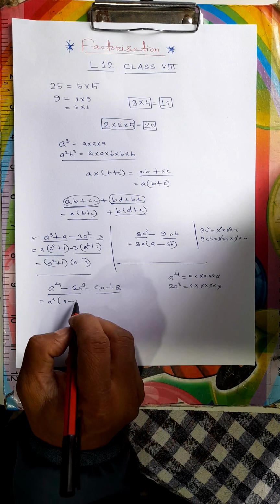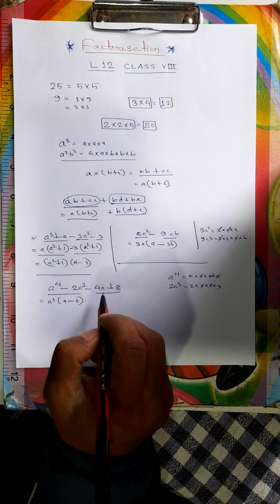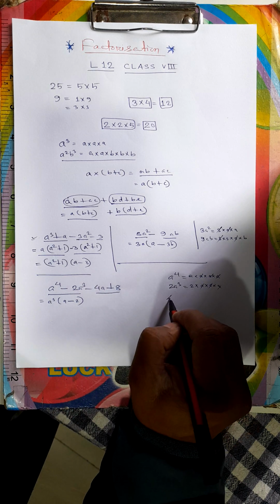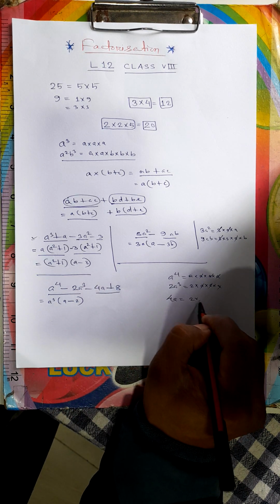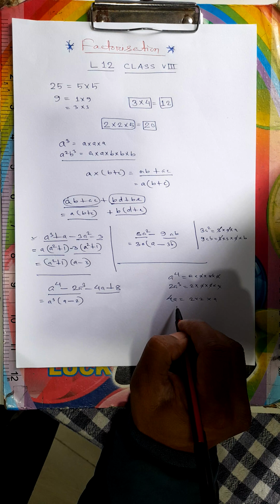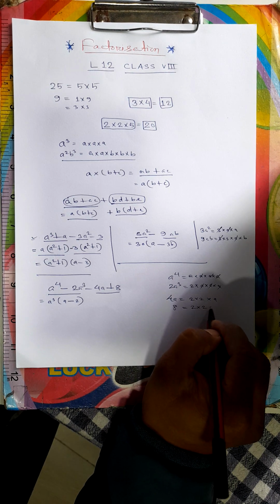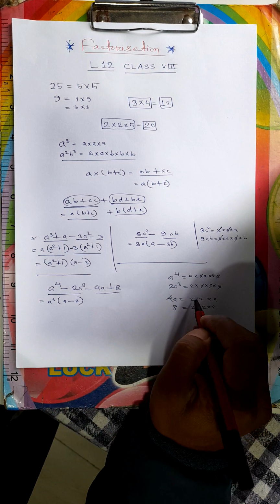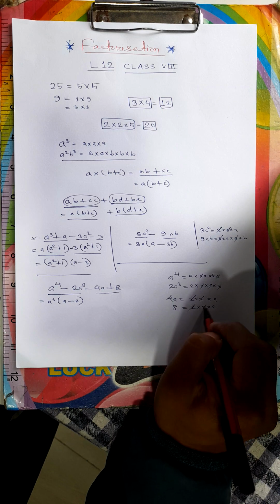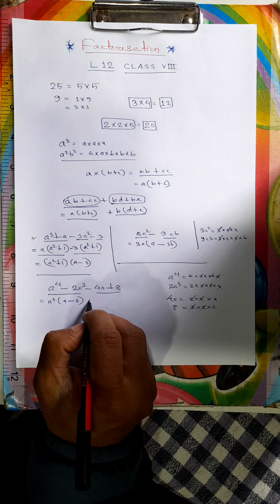Only 2 is left out, right? Now consider these two terms here. 4a means 2 into 2 into a. 8 means 2 into 2 into 2. So what are the common factors here? That means 4 is the common factor here.